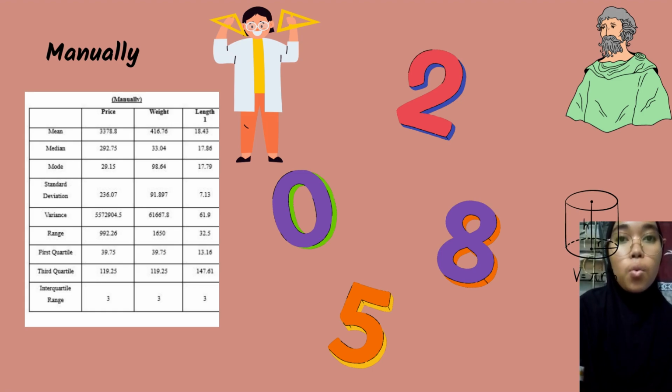For the first quartile, the price is 39.75, the width is 39.75, and the length is 13.16. The third quartile, the price is 119.25, the width is 119.25, and the length is 147.61. The interquartile range for price, width, and length is the same, which is 3.